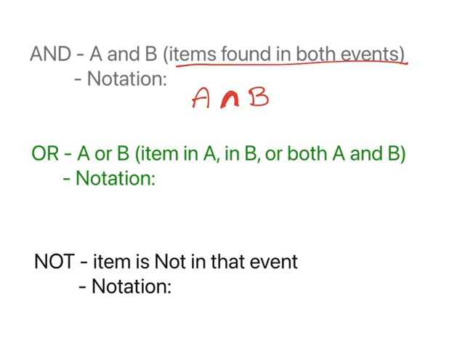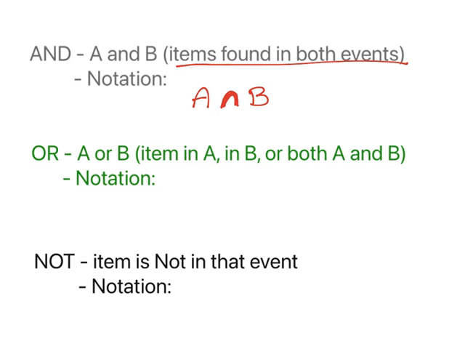So if I say A or B, that means the item could be in A, it could be in B, or it could be in both A and B. Now if I'm shopping, I could say, I really need some new jeans. I'm going to go to Old Navy or Gap. So maybe I go to Old Navy first, I find jeans I like, and I'm done because it was Old Navy or Gap. Or maybe I say, ooh, I go to Old Navy.